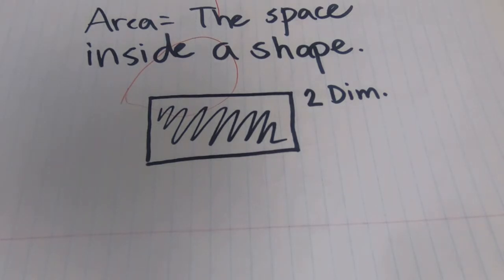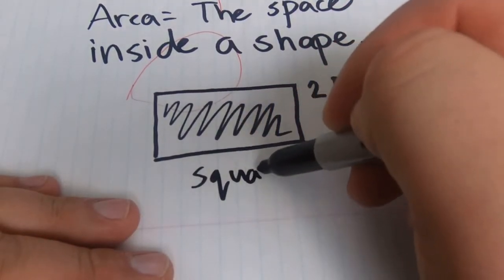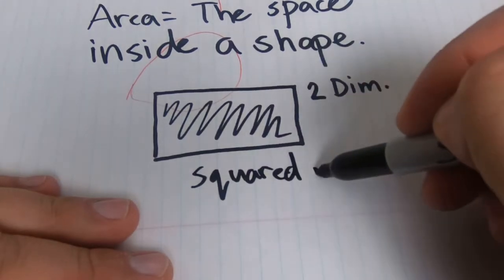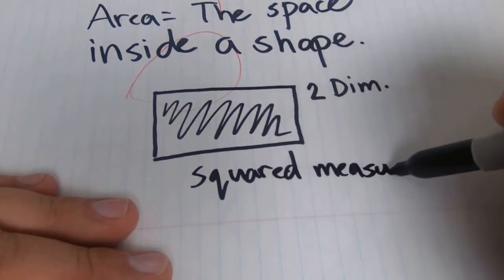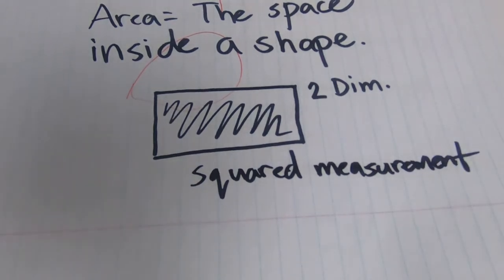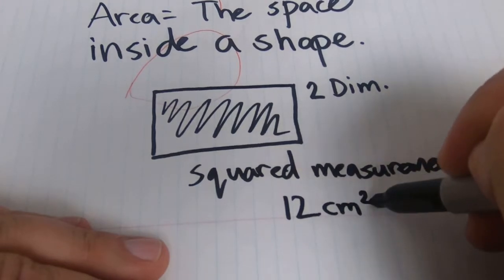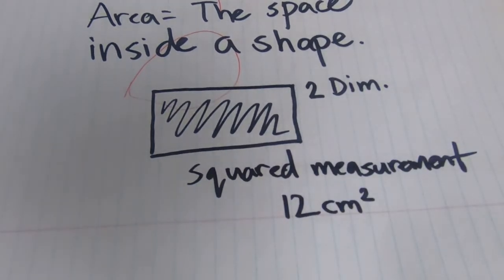But area is, very simply put, the space inside of a shape. And it's 2-dimensional, and we measure it with something called squared meters, centimeters, whatever, but it's a squared measurement. And we'll talk about what that squared measurement means in a second. But for example, if our answer was 12 centimeters, we always want to put a little small 2 there to show that it's squared centimeters.